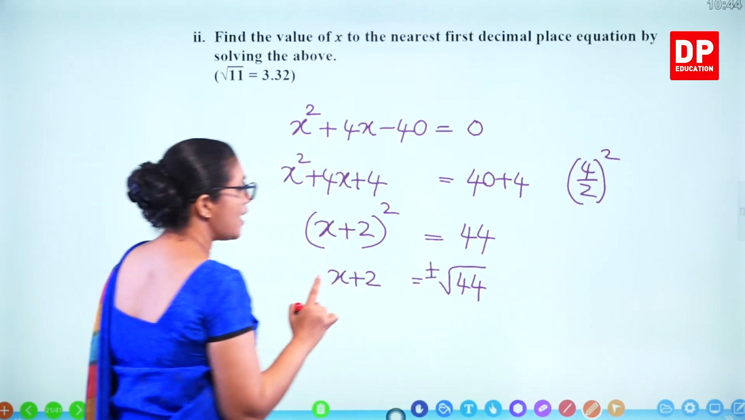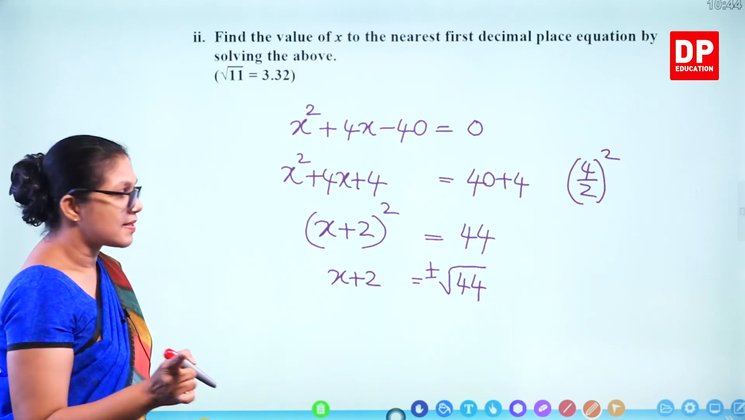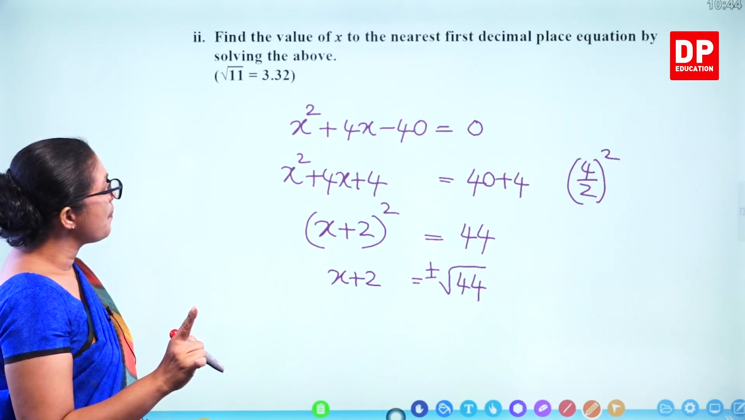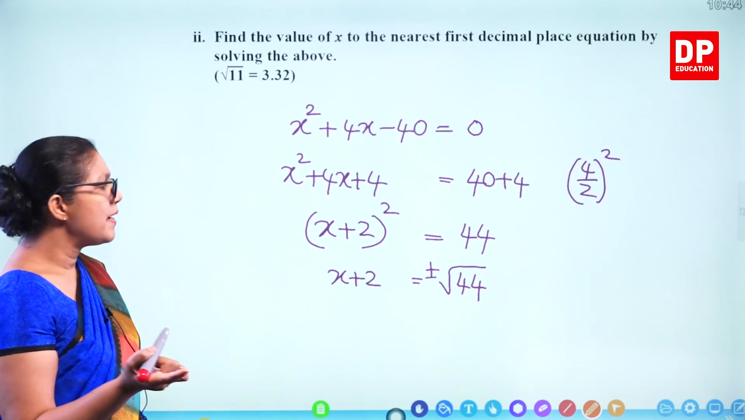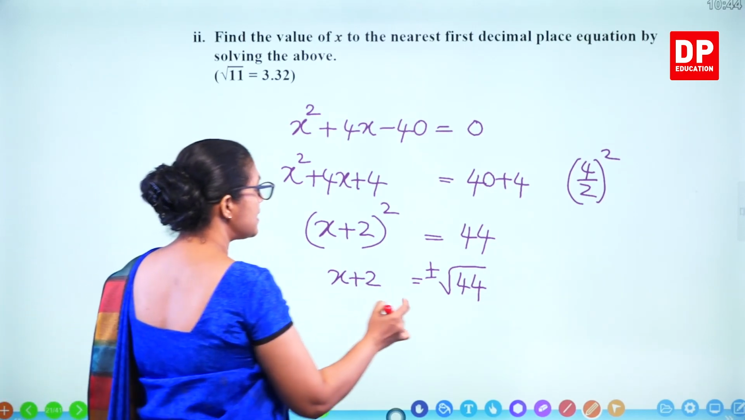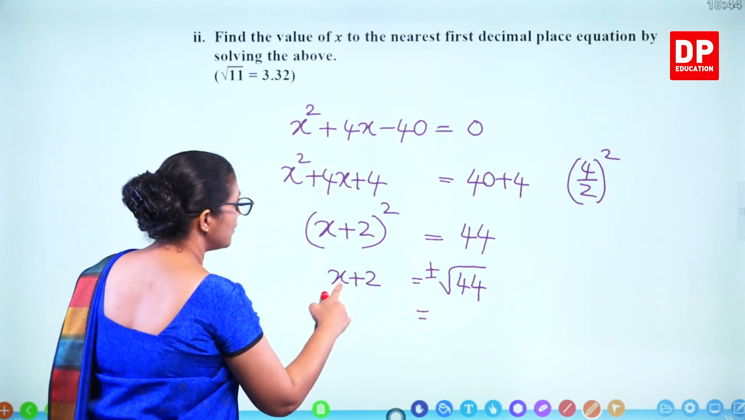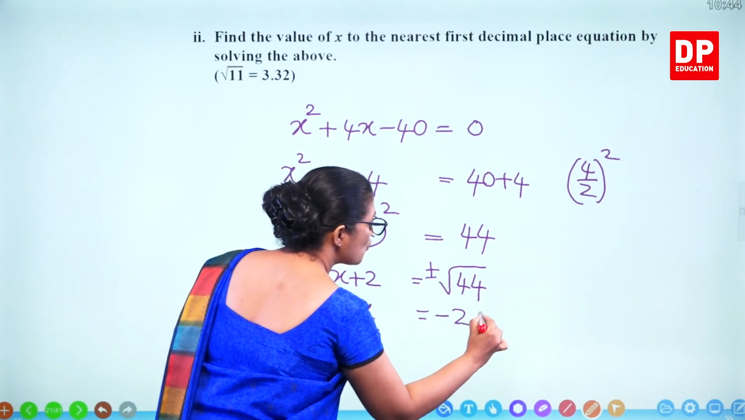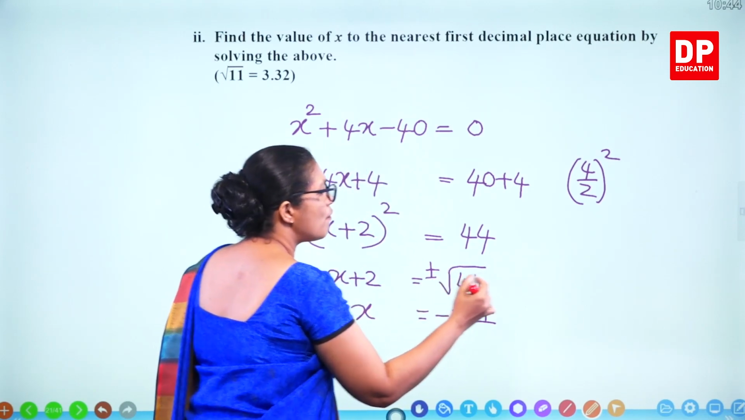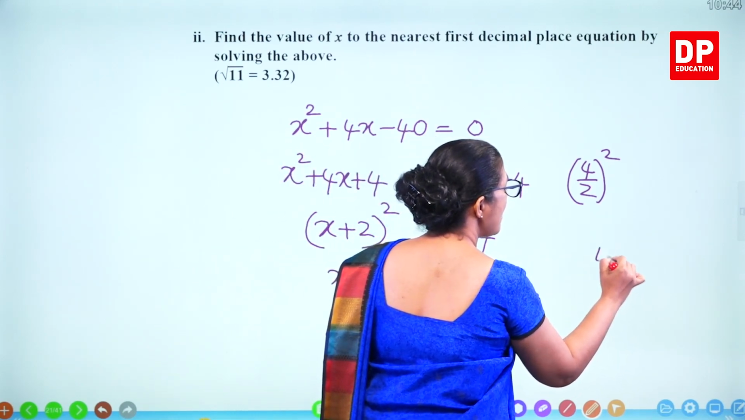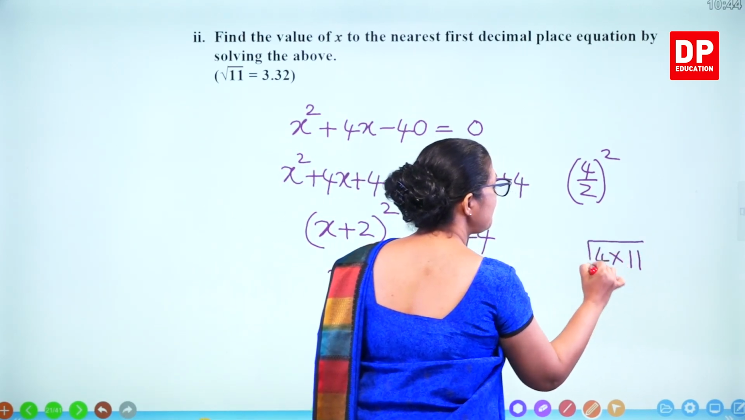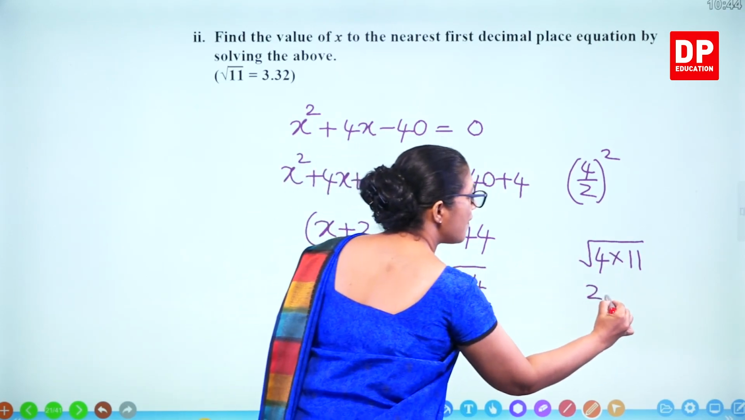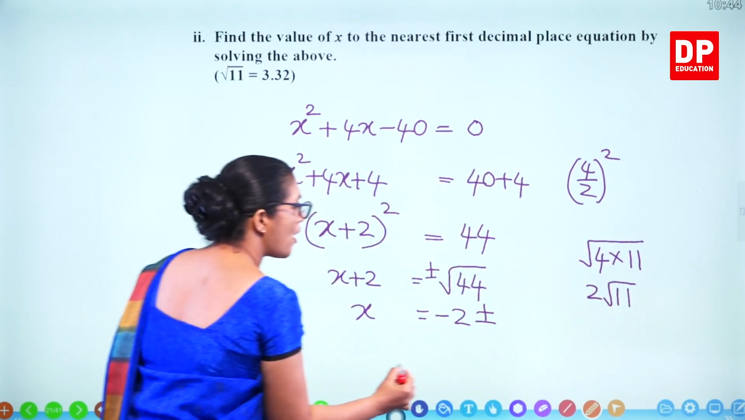Square root plus or minus, but this is x. x means the length cannot be negative. So that's why we are only taking the positive value. So x becomes, take 2 to this side, minus 2 plus or minus square root of 44. How can I write 44? I can write 4 times 11. When you take it out, I can write 2 into square root 11.